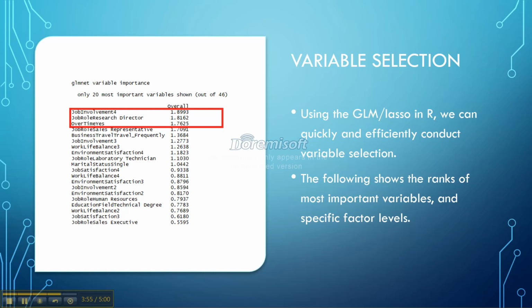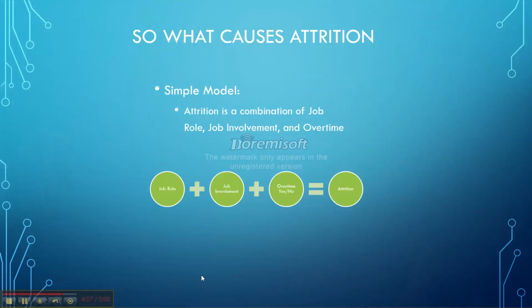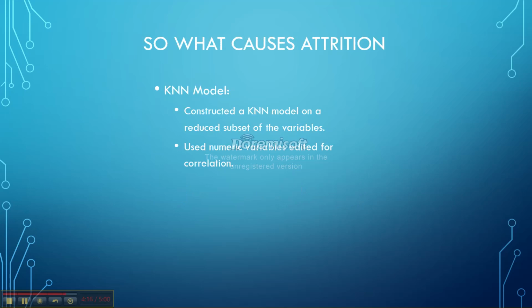It appears right off the bat that the top 3 most important are job involvement, job role, specifically for research directors, and whether or not they're working overtime, specifically yes to overtime. So to answer that question, what causes attrition? The simple model is attrition is a combination of job role, job involvement, and job overtime. We also provided a KNN model, which can be seen in the code. We used a subset of numeric variables, and they were edited for correlation.